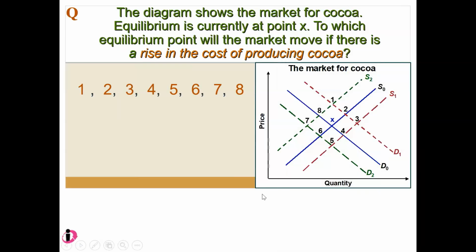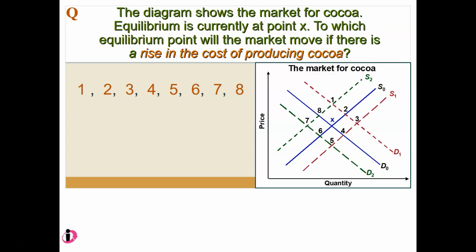Example. This is an example of a question which you might get in your test based on this information which we've just covered. For example, initial equilibrium is established at point X, and there is a variety of possible answers. What will be a new equilibrium if there is a rise in the cost of producing a certain product? We are discussing a particular product. There is a rise in the cost of production of this product. Where will we have a new equilibrium? Stop the video, answer the question, continue when you are ready.